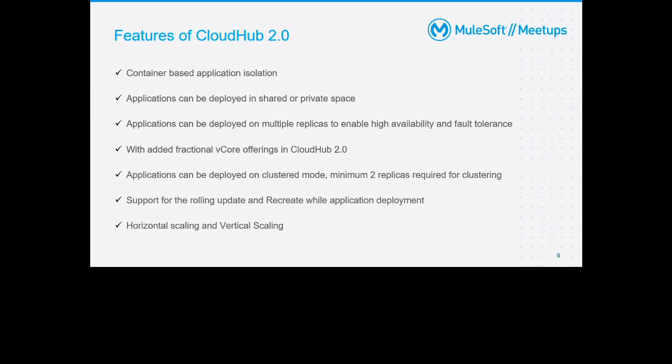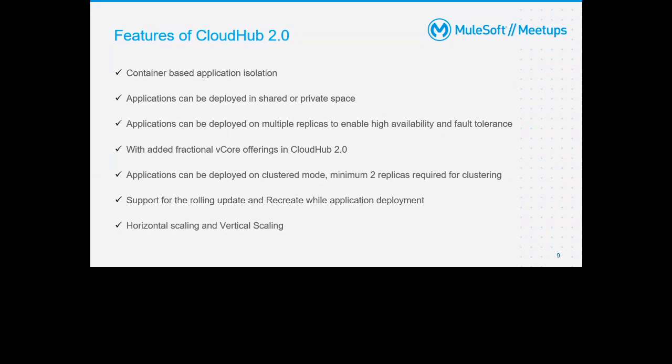Okay, if you don't want to run the application in a multi-tenant mode, then we can go with the private space. Private space is a single tenant environment. In the coming slides we can see the architecture in detail for the shared space and private space. Currently CloudHub 2.0 provides the deployment of these two types, shared space and private space.